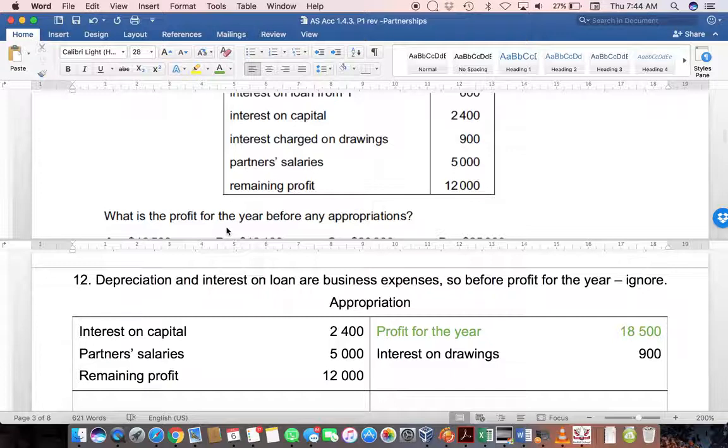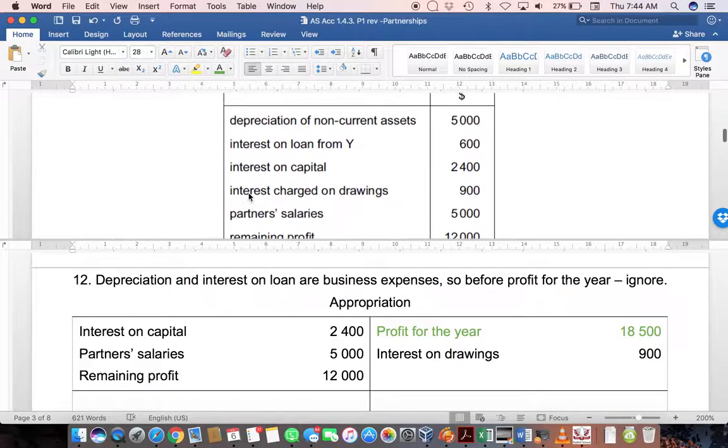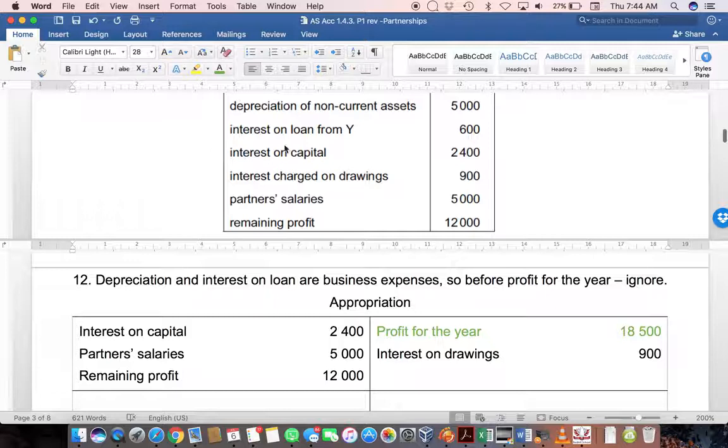The question asks, what is the profit for the year before appropriations? In other words, we are looking for the profit at this point over here. Because we're looking for it at that point, we are not going to concern ourselves with the depreciation nor the interest on loan. Instead, we're just going to work back from our remaining profit, add back all of these appropriations, and we will then be able to actually get our profit for the year.